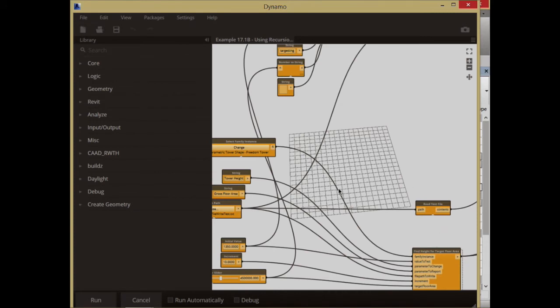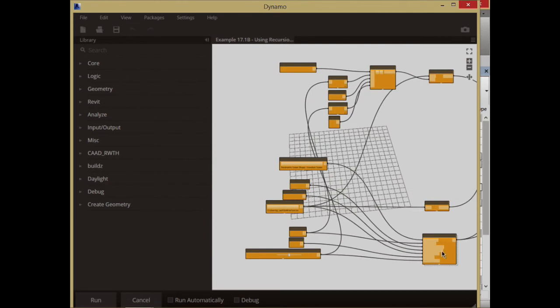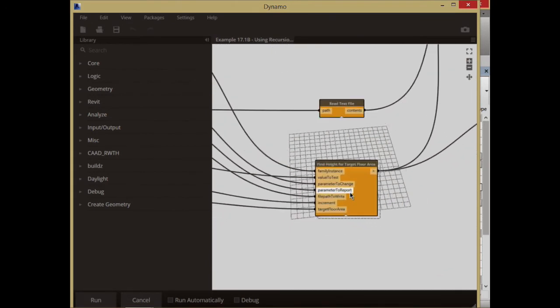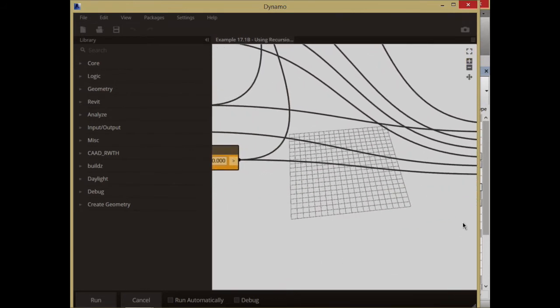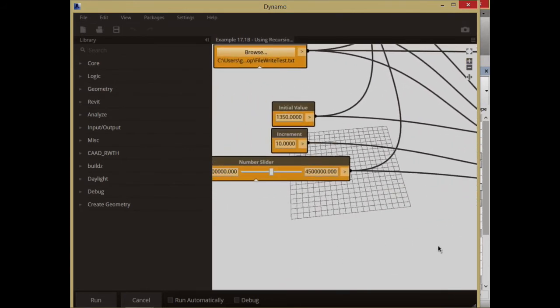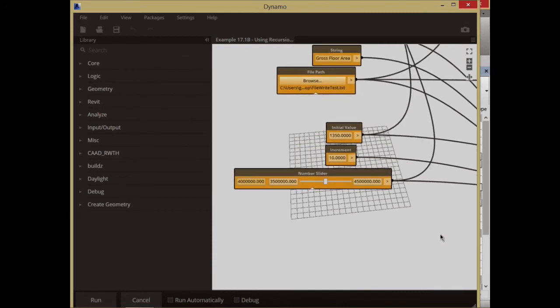Okay, so there's a lot of scripting in here. The big thing that we looked at last time is that there is something called find height for target floor area. That's a recursive function where we're just passing in a starting point, an increment, and the target value, what we want it to come to. So within that, we're going to pass it things like start at 1350, increment by 10, and try to target 4 million. Okay, and always come to that.